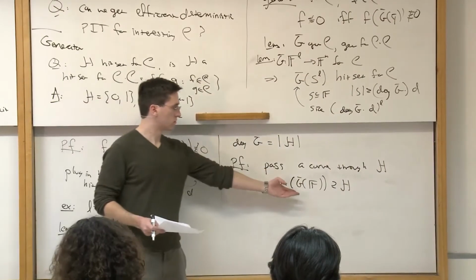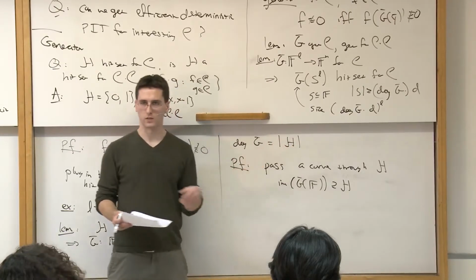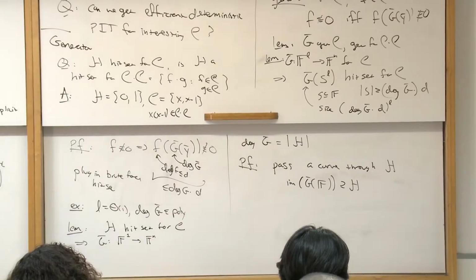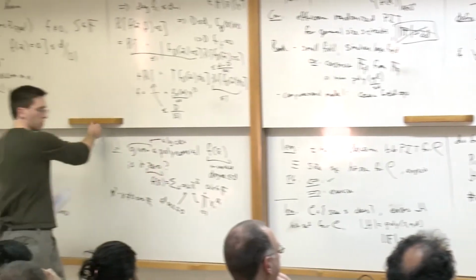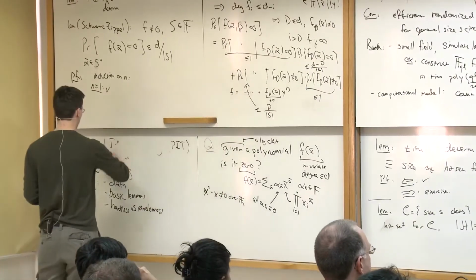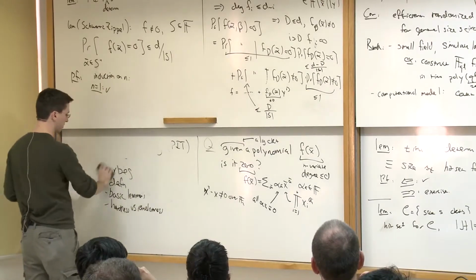But the question is, what's the degree parameter? It's basically going to be H, because you need to do H things of interpolation. Okay. So we have hitting sets and generators, and it's giving us a framework to discuss actual results now.